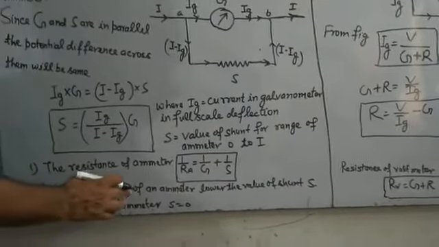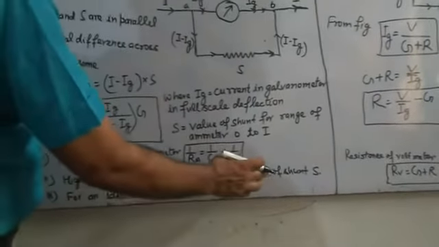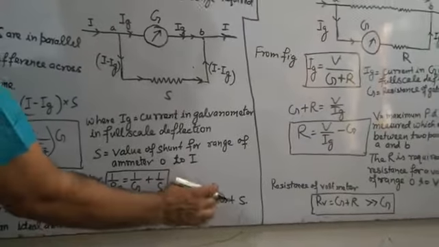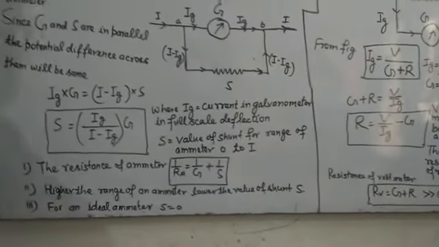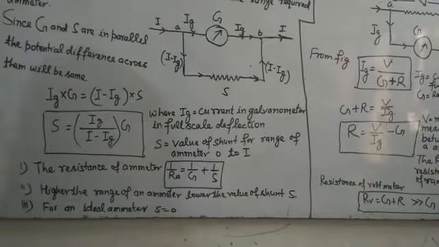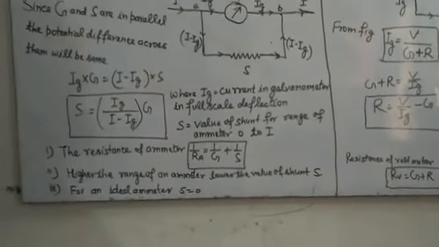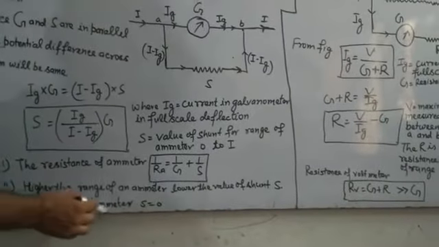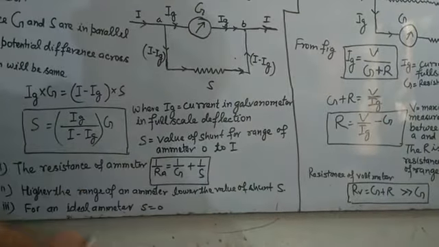Higher the range of an ammeter, lower the value of the shunt. This means for a higher range ammeter, we require a low value of shunt. For an ideal ammeter, the value of shunt S is 0.